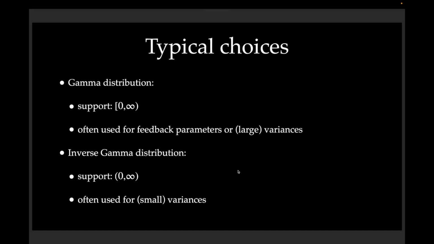Then there are two also very important distributions, the gamma and the inverse gamma distributions. Those are very often used to put priors on variances or standard errors that you want to estimate, or parameters that are positive, because both distributions have a support on positive numbers. The gamma also includes the 0, the inverse gamma does not. So very often used for, say, feedback parameters or large variances. When you have that or suspect that, then the gamma distribution is used. If you have rather small variances or standard error parameters, then the inverse gamma is a typical choice.